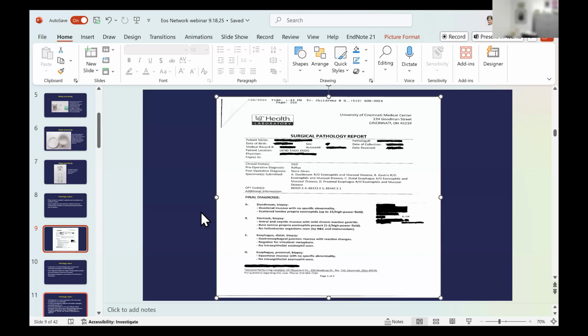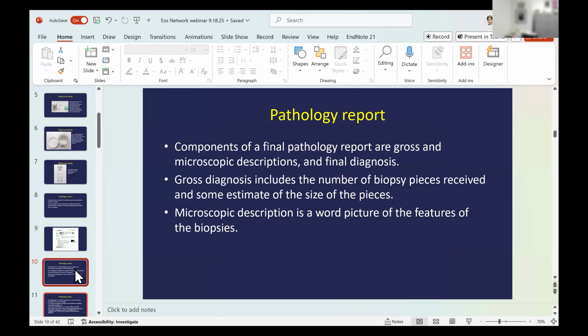The stomach biopsy has mild chronic inactive gastritis. That's nothing to be concerned about, and rare eosinophils, no Helicobacter. That's a good thing to know. In the esophagus, again, reactive changes, negative for intestinal metaplasia, no eosinophils seen. So that's the part that you're most interested in, the biopsy. And if there is anything that is unclear to you, you should contact, of course, your physician for clarification.